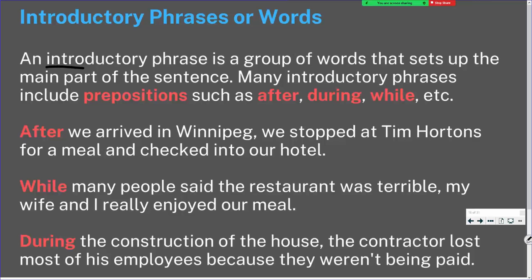So here's a phrase right here. After we arrived in Winnipeg, whoops, I kind of blocked out the word Winnipeg. So after we arrived in Winnipeg, comma, we stopped at Tim Hortons for a meal and checked into our hotel. Now, usually with an introductory phrase, you can reverse it and just block it off. If we instead said, we stopped at Tim Hortons for a meal and checked into our hotel after we arrived in Winnipeg, we wouldn't need the comma. But when the introductory phrase comes first like that with the word after, you put the comma.